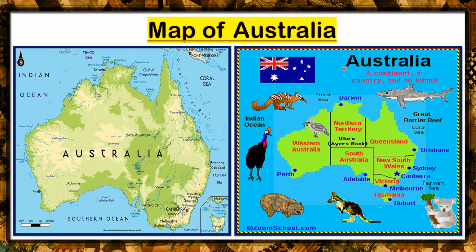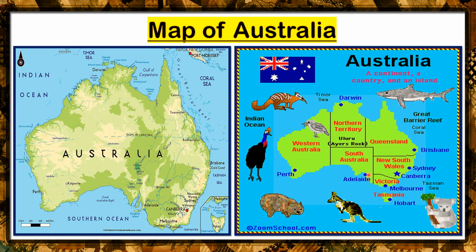Now, class, Australia is a continent, a country, and an island. This is the only continent which has only one country, and the name is the same as the name of the continent, which is Australia. It is a country and an island country because it is surrounded with different bodies of water.